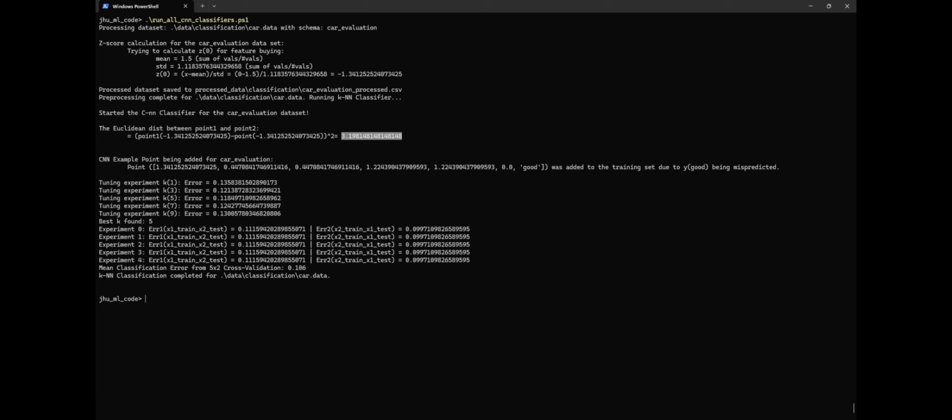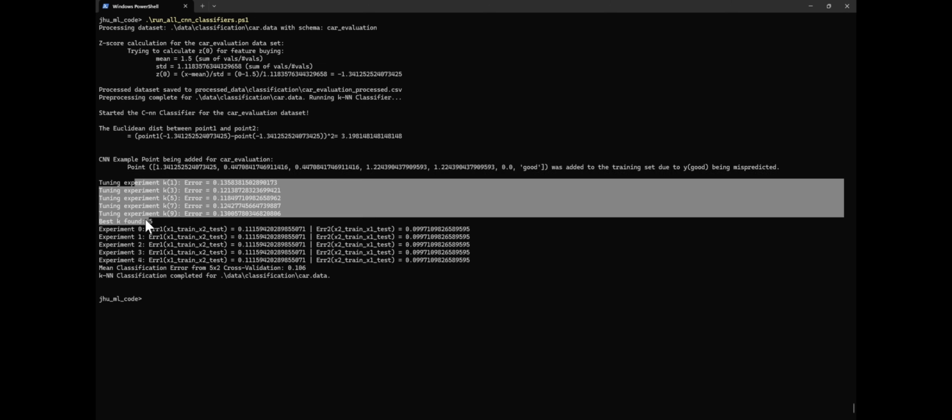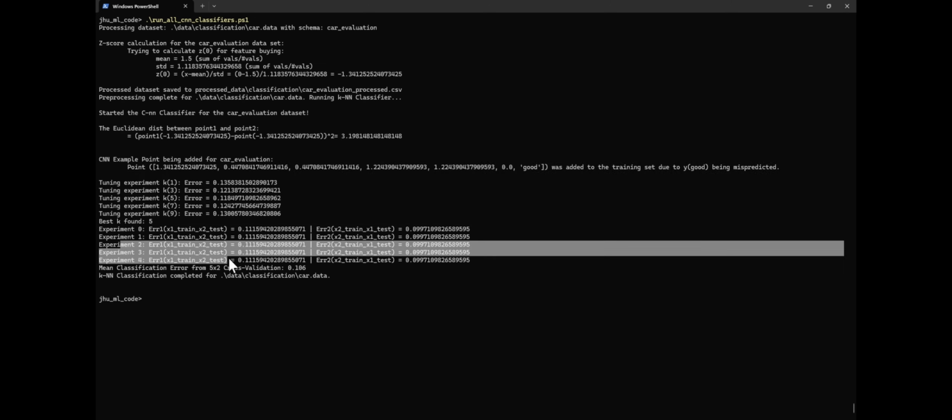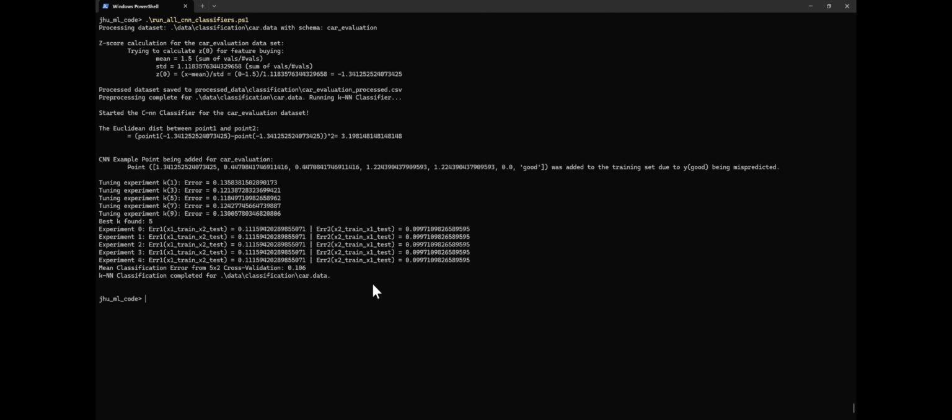The next test point is the condensed nearest neighbor points, how they're being added to by my algorithm. So this is an example for the car evaluations data set. There's this point that was marked as good. It was added to the training set due to y equals good being mispredicted, essentially. So as you can see, we have all of our experiments, and then we have our final error.